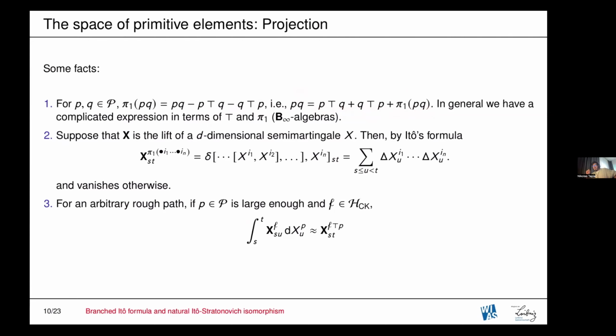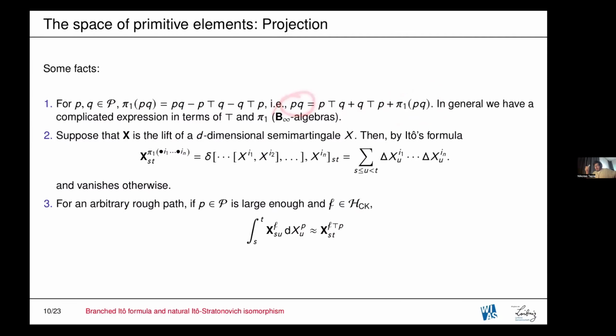Right. So this looks suspiciously close to a quasi-shuffle product, where somehow this is the contraction part. And this is the reason why we are able to show the Itô-Stratonovich isomorphism. I'm going to explain this later, but somehow this is what's underlying all this.